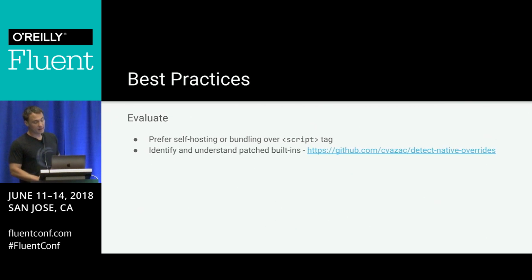You should identify and understand the built-ins that they've patched. I wrote a bookmarklet that's in my GitHub that you can run against a page and it'll help you identify what built-ins have been patched. You take a look under the hood, see what they've patched and why. Check to see if they've done it right. And note that you should also be concerned about APIs that you might not be using yet, because you might start using them in the future.